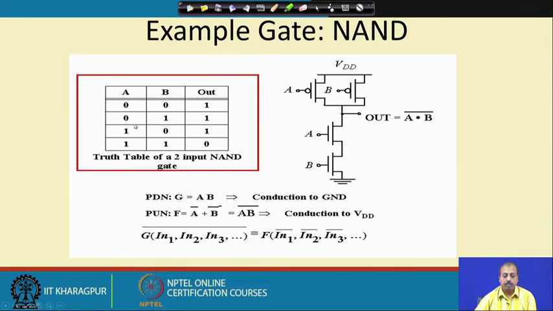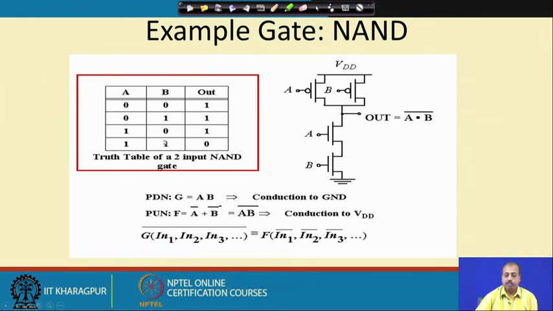So, let us see the combinations. When A equal to 0 and B equal to 0, the output is equal to 1. How does it happen? Both of them are equal to 0, which means both the P transistors are on and both the N transistors are off. As a result, if you measure the voltage, you will see a value equal to VDD. Similarly, if it is 0 1, then A is 0 and B is 1. As a result, the A PMOS transistor is on and the B PMOS transistor is off. Similarly, the A NMOS transistor is off and the B NMOS transistor is on. However, since these two are in series, it does not matter. There is no path from the output to the ground, but there is a path from VDD to out via the A transistor, because A is equal to 0. So, you get the output as 1.